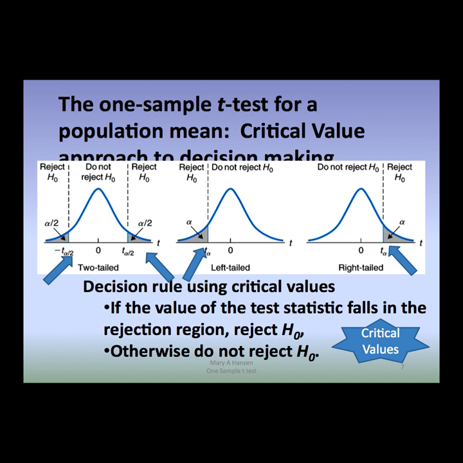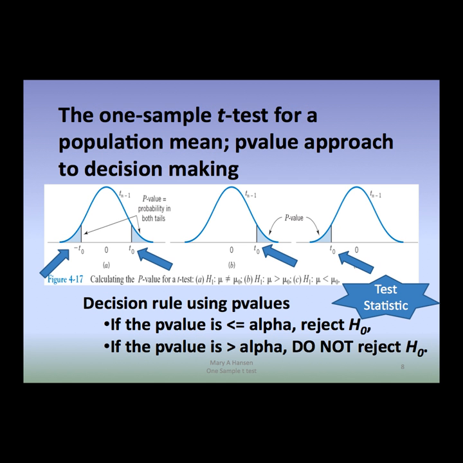When making decisions based on critical values, if the value of the test statistic falls in the rejection region, the conclusion is to reject the null hypothesis. Therefore, we will reject for large or extreme values of the test statistic. Otherwise, we will not reject the null hypothesis.